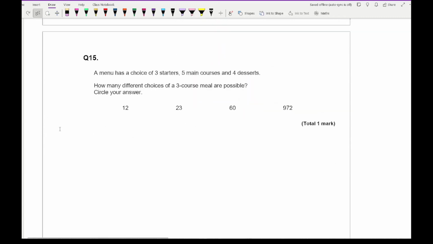Then with question 15, it says that a menu has a choice of 3 starters, 5 mains and 4 desserts. How many different choices are there? Now this is where that product rule tends to come in terms of listing outcomes. So for this, all you need to do is basically multiply the number of options you've got for each one by itself. So in terms of the starters, I've got 3 options.